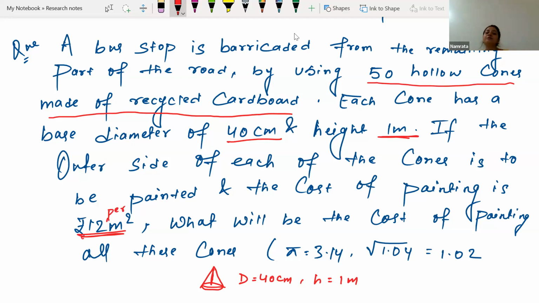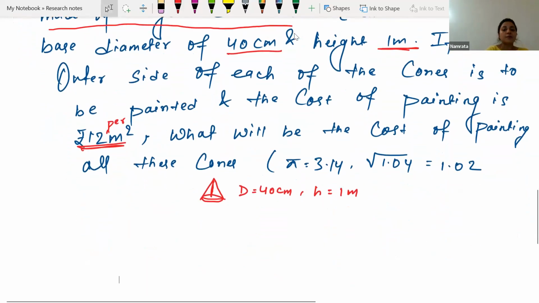What will be the cost of painting all these cones? How many cones are there? 50 cones are there. You have understood that you have to find the curved surface area. What is the formula for curved surface area? Pi RL. R we know. With the help of diameter, we can find R easily. L, do we know L? No, we don't know L. But Pythagoras theorem is the savior. That will help us to find L. When we know R and H, it is simple to find L.